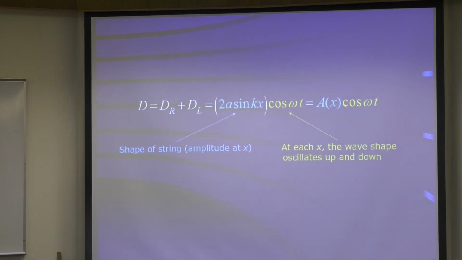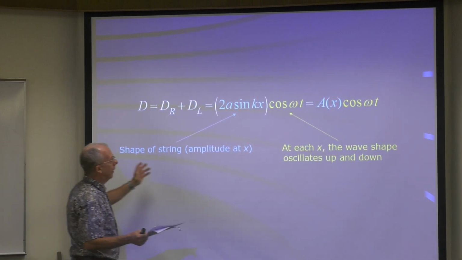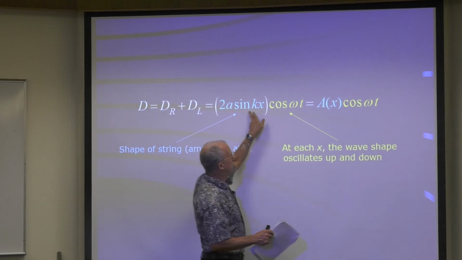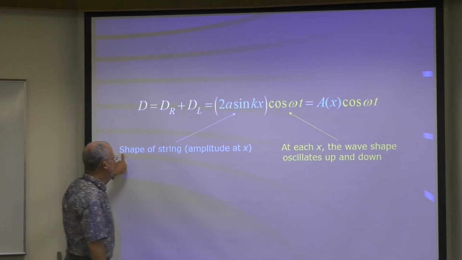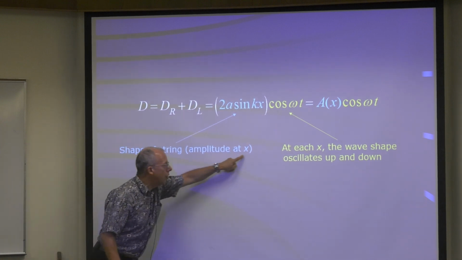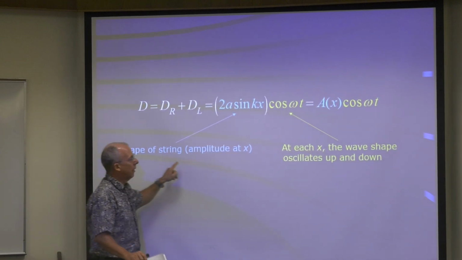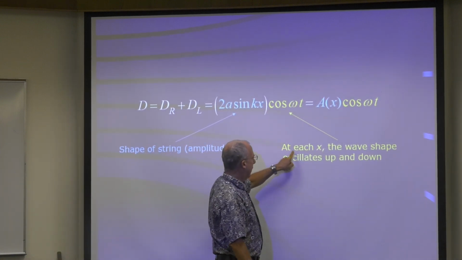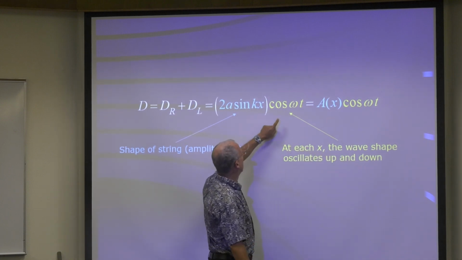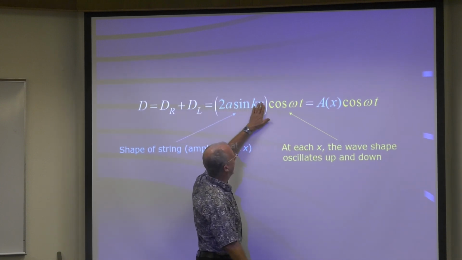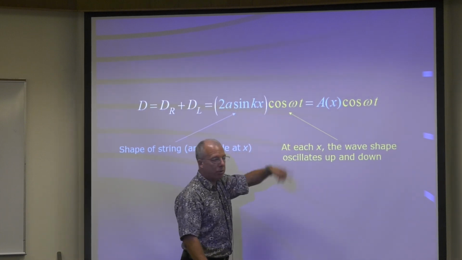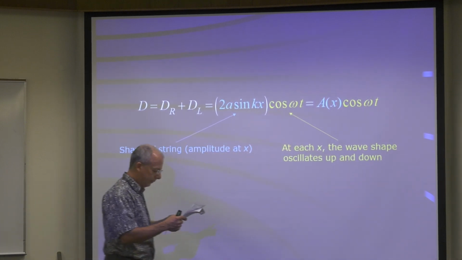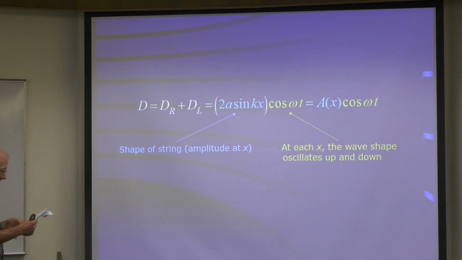All right, so what does this mean? So this part is like the amplitude, but it depends on x, right? This is the shape of the string, the amplitude at some x. And here, at each x, what does the wave do? Pick an x. At any x, what does the wave do? Well, it oscillates up and down because it's a cosine, right? It oscillates up and down. Okay? So there you go.